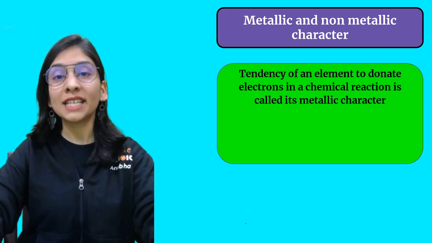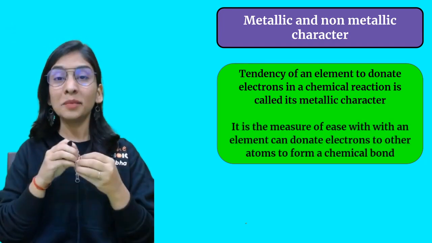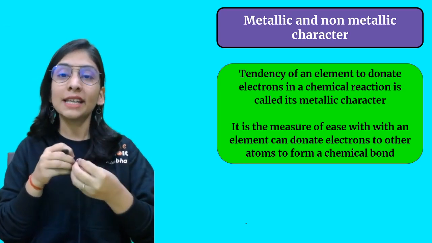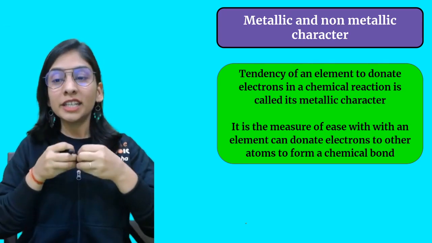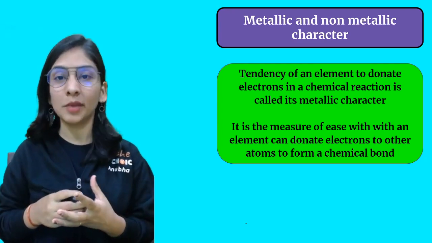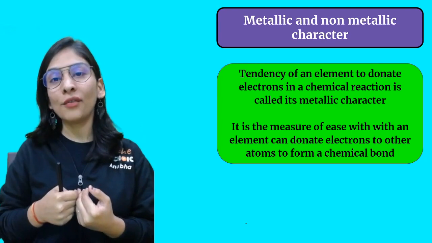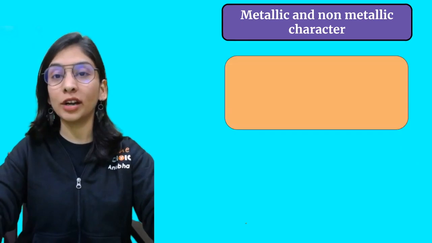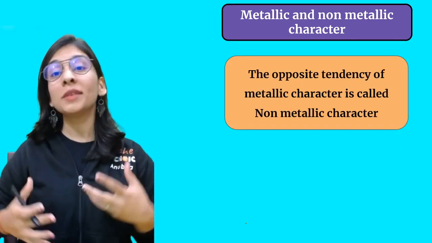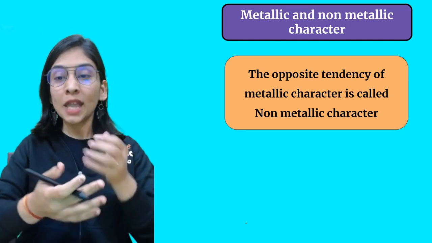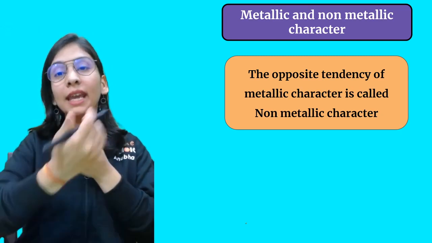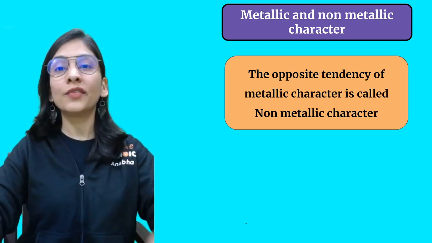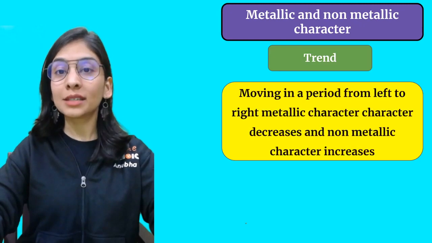What is metallic and non-metallic character, everyone? Metallic character is nothing but the tendency of an element to donate electrons in a chemical reaction. It simply tells about the ease with which an element can lose or donate electrons and make a chemical bond. Metallic character is the tendency of an element to lose electrons and give them to another element so that a chemical bond can be formed between two atoms. And non-metallic character is just the opposite of the previous one. That is the tendency to gain electrons, which are given by an atom that is more electropositive in nature. So they work in opposite ways.